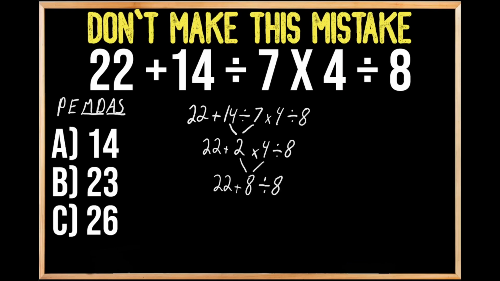So since we still have division here, we're going to work through that. So we have 8 being divided by 8. Well, we know that that gives us 1, and then we're going to drop down our 22. Since we don't have any more multiplication or division, we're going to move on to our last priority of adding or subtracting. So we're going to add 22 plus 1, which we know gives us 23. So our answer is B, 23.